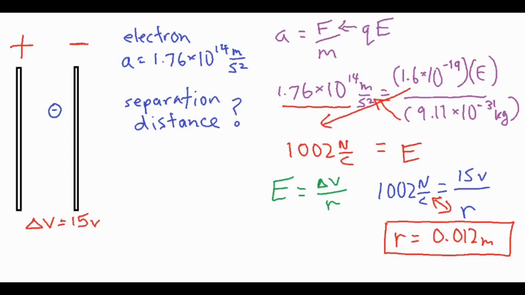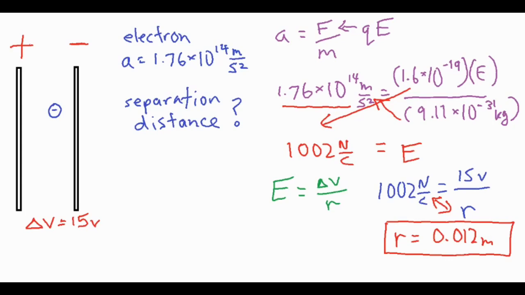So we put in our delta V of the two parallel plates as 15 volts and the electric field that we just found. Again, did a little bit of cross multiplication and then had the R and the electric field switch spots. So then we did 15 divided by 1002, and then we got our separation distance of 0.012 meters. And that's our final answer.